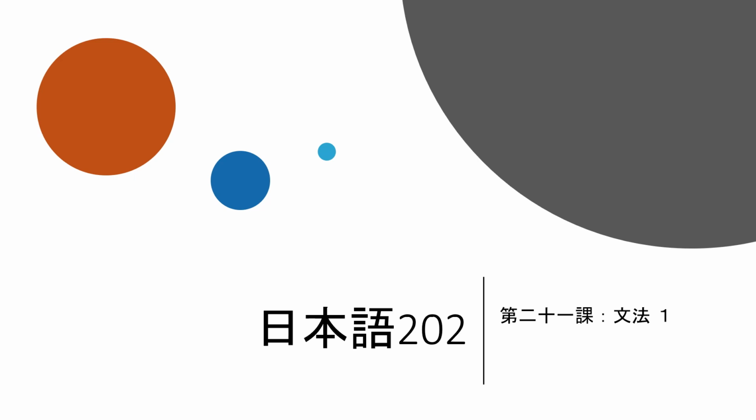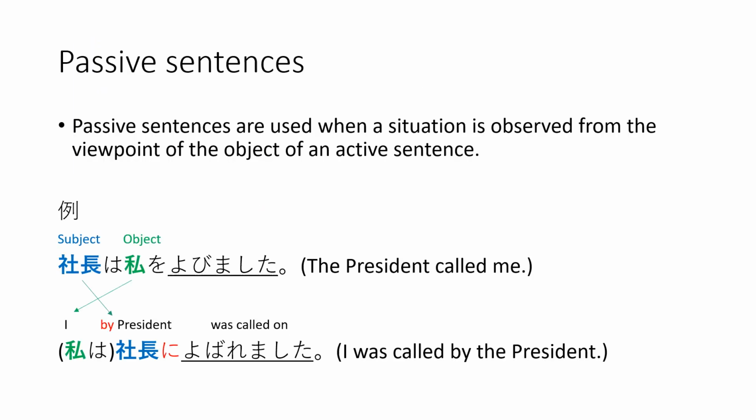日本語202第21課文法1。In this lesson, we will cover passive forms, including the concept of passive voice, passive conjugations, and two types of passive sentences. First, let's look at the structure of passive sentences. Passive sentences are used when a situation is observed from the viewpoint of the object of an active sentence.